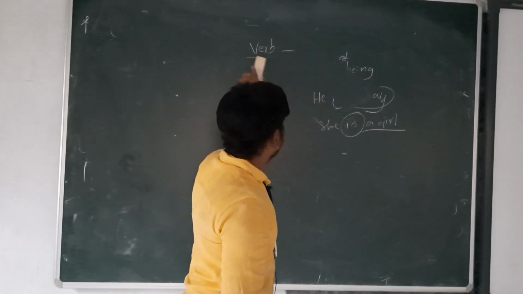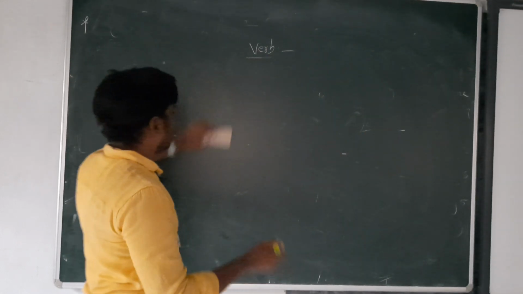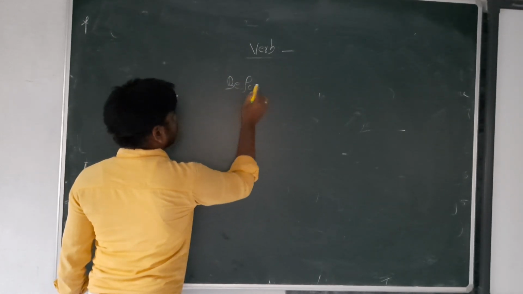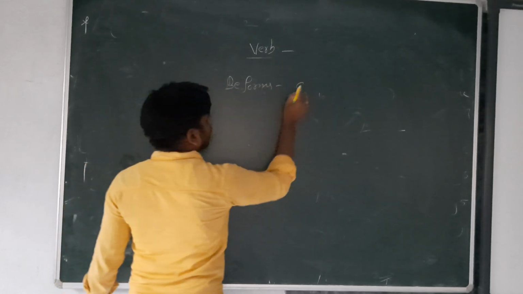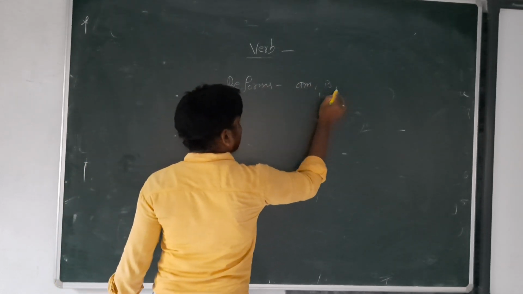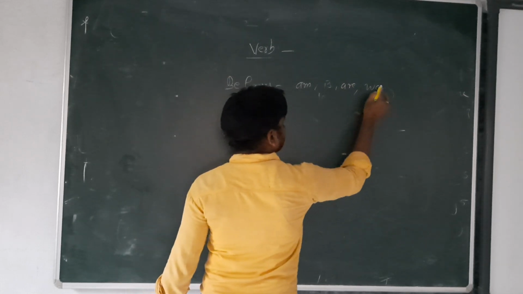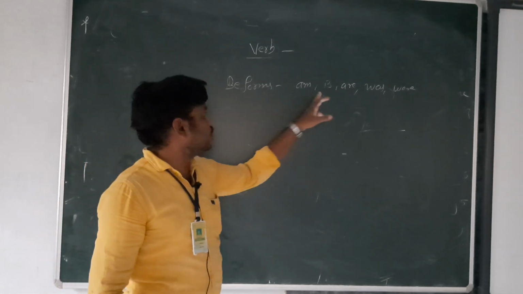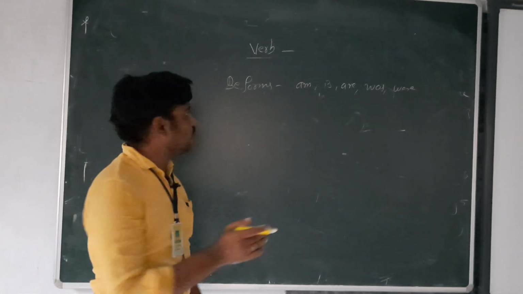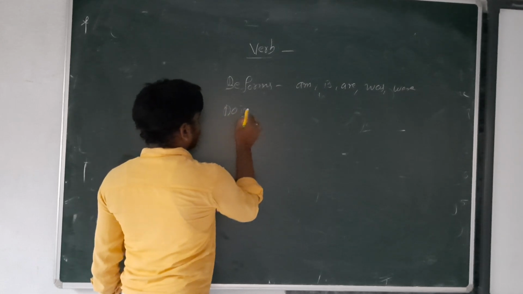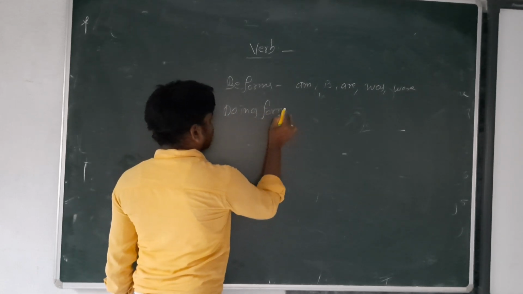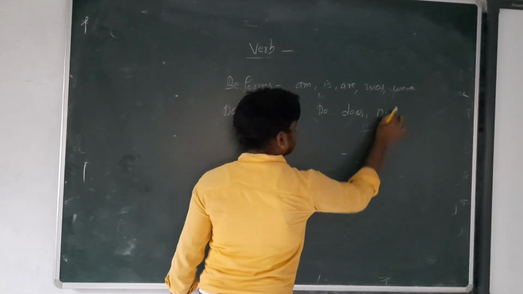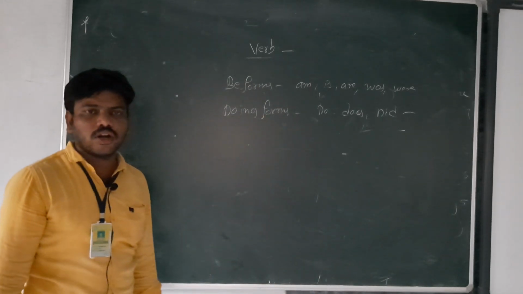Now in this set we have three types of verbs. Listen carefully. First one is be forms. The be forms are am, is, are, was, and were. Next one is do forms, or doing forms: do, does, did. These are called do forms.